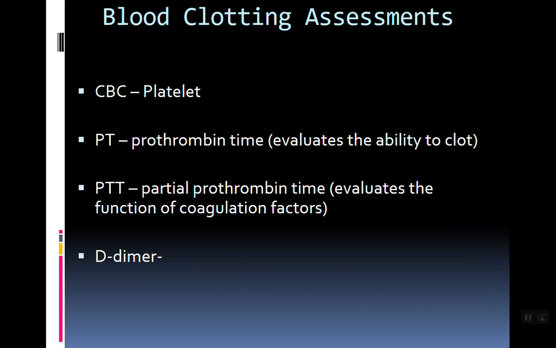Blood clotting assessments become important when doing interventional things. You're at St. Joe. Have you been involved in any interventional stuff? Okay, so they want to check PT, PTT, platelets. Want to make sure that it's safe before you do any interventional stuff.